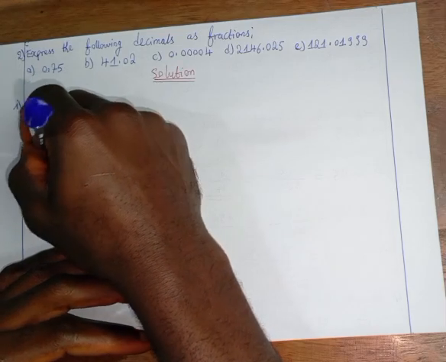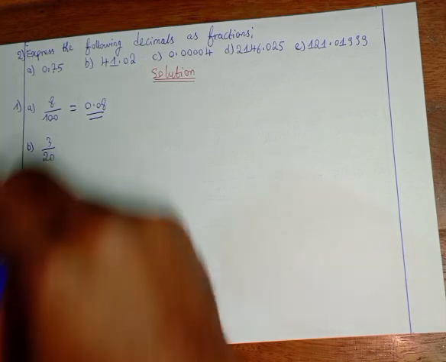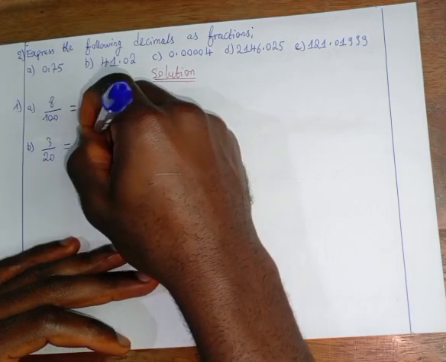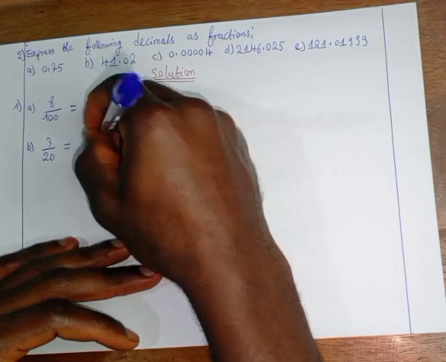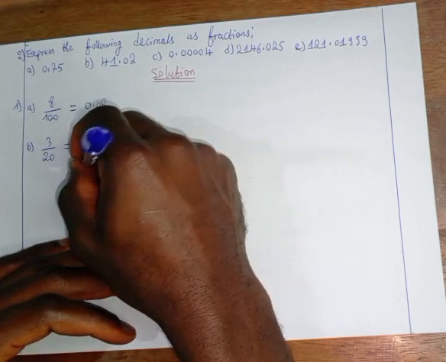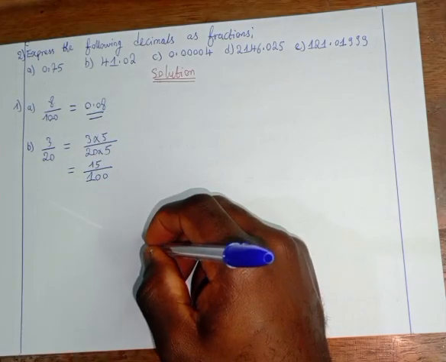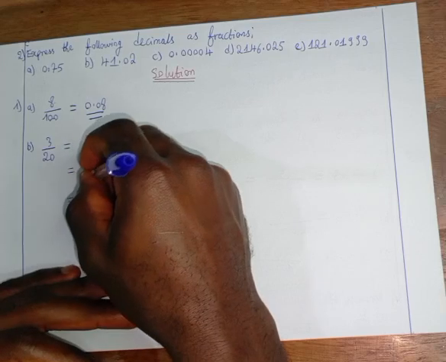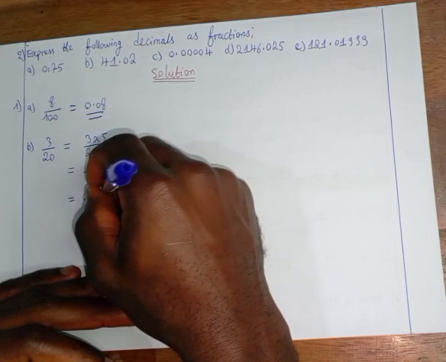We go now to B. For B, we have 3 by 20. We know if we take 20 times 5, it gives us 100. We are going to multiply both the numerator and the denominator by 5. This will give us 15 over 100. 15 over 100 is simply equal to, we're going to move the decimal point 2 places, 0.15.